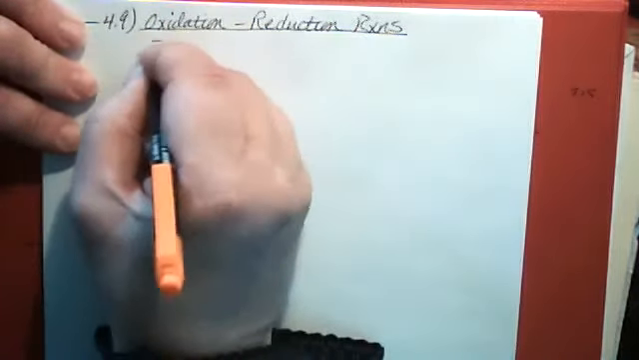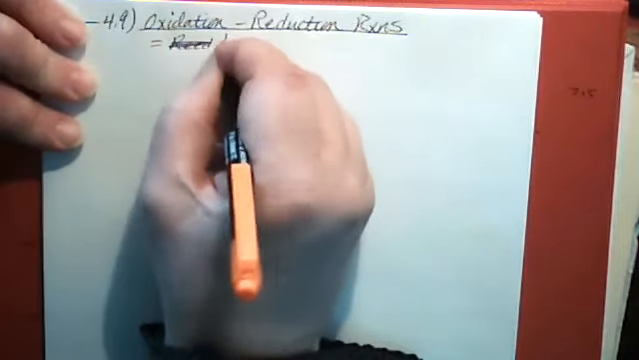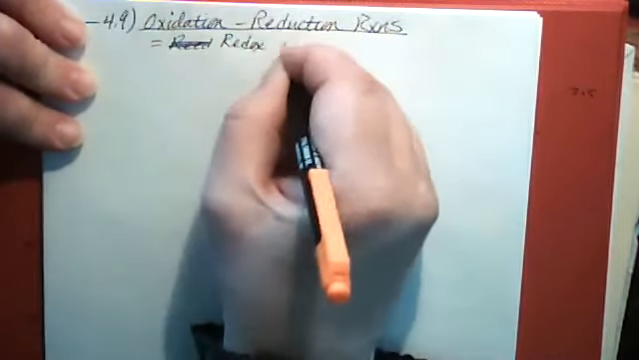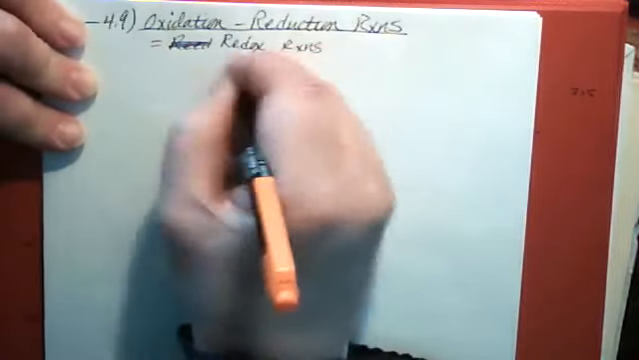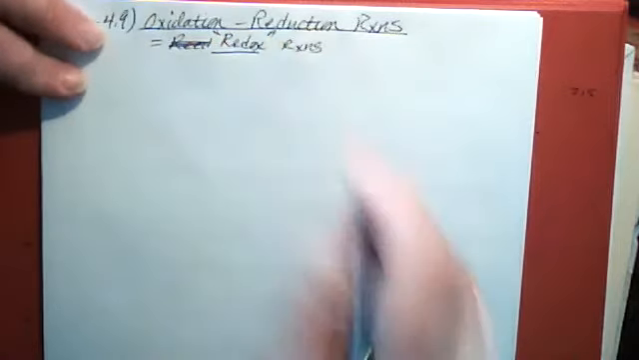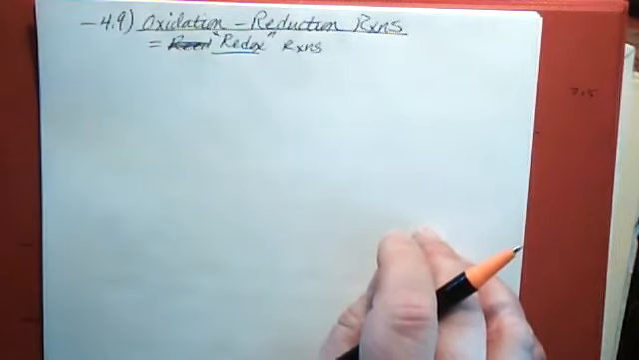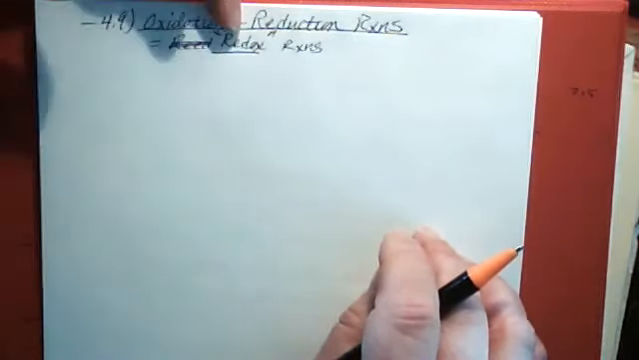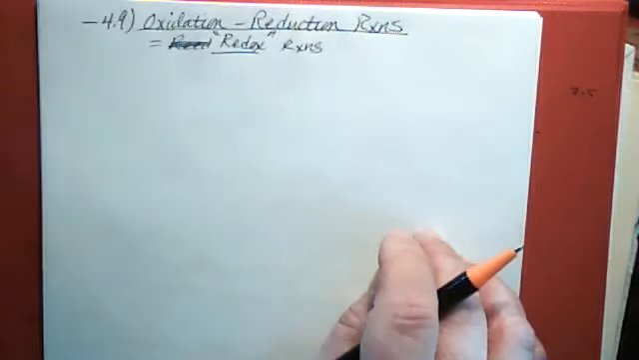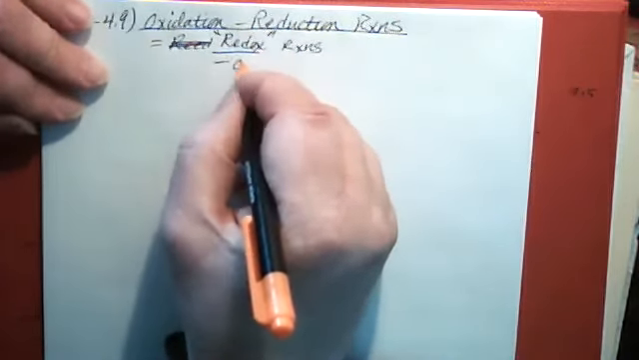Oxidation and reduction reactions are also known as redox reactions, because redox is easier to say than oxidation reduction reactions. And also it's safe to combine the two words together like that because oxidation and reduction always occur together.